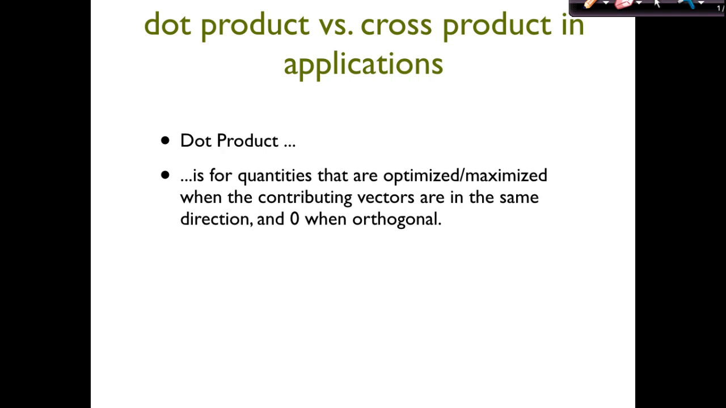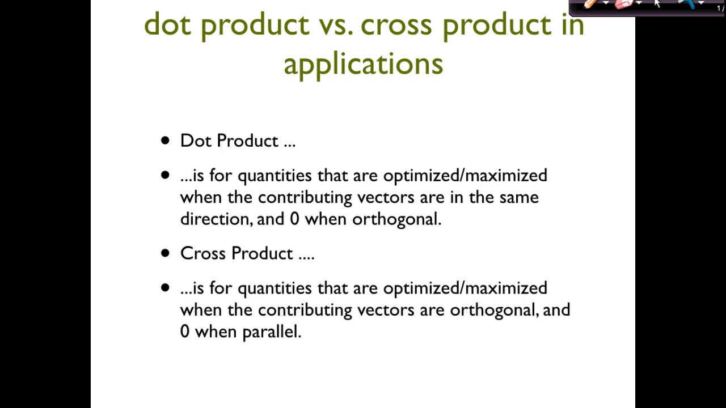Okay, so what's an example of this? Yeah. Work, right? Force and displacement. We get the optimum work when your force is in the same direction as displacement. That's why work was a dot product. Get that? Okay, so cross product is for quantities that are optimized or maximized when the contributing vectors are orthogonal. So this would be like a solar panel example. Okay? And zero when parallel, right?